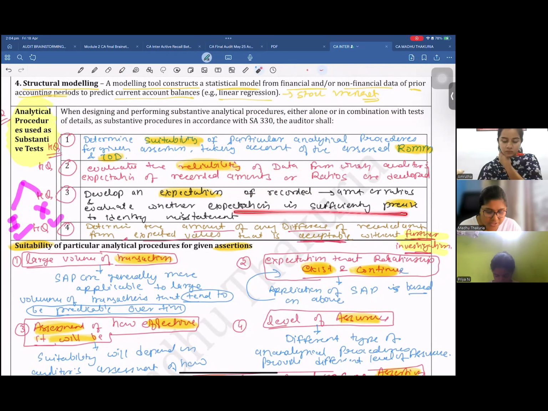That is, whether the expectation is sufficiently precise. And then there is a last topic, whether the amount of any difference of the recorded amount from the expected is acceptable without any further investigation.